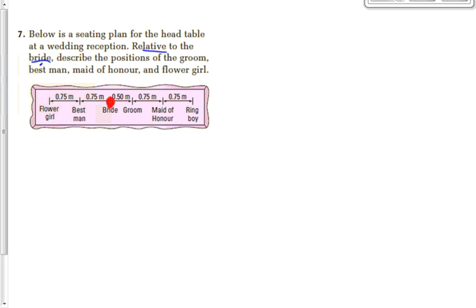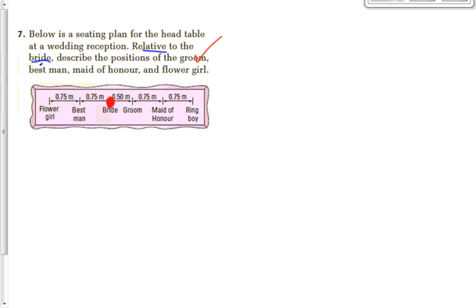What's the position of the groom relative to the bride? What's the position, Lewis, of the groom relative to the bride? 0.5 meters? No, not quite. You're close. Good. 0.5 meters to the right, right? Because position not only needs a reference point, but it also needs a direction. 0.5 meters to the right. Good. Okay. What about the best man? Okay. Good. 0.75 to the left.